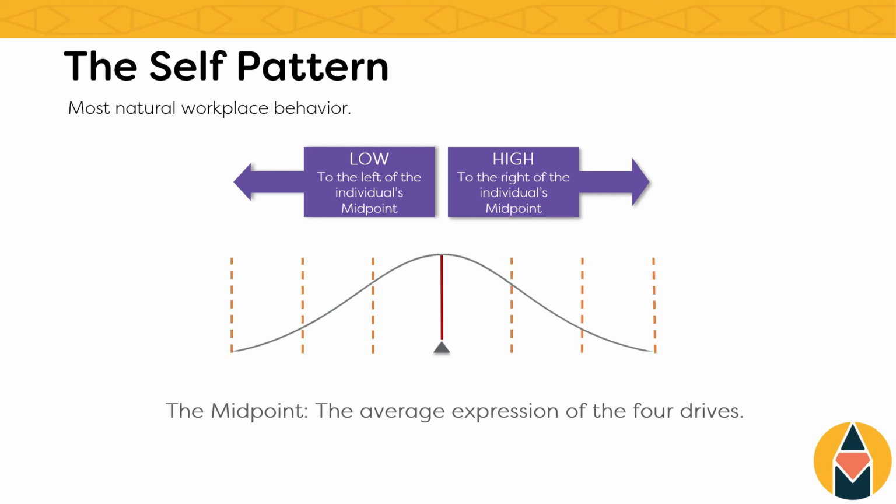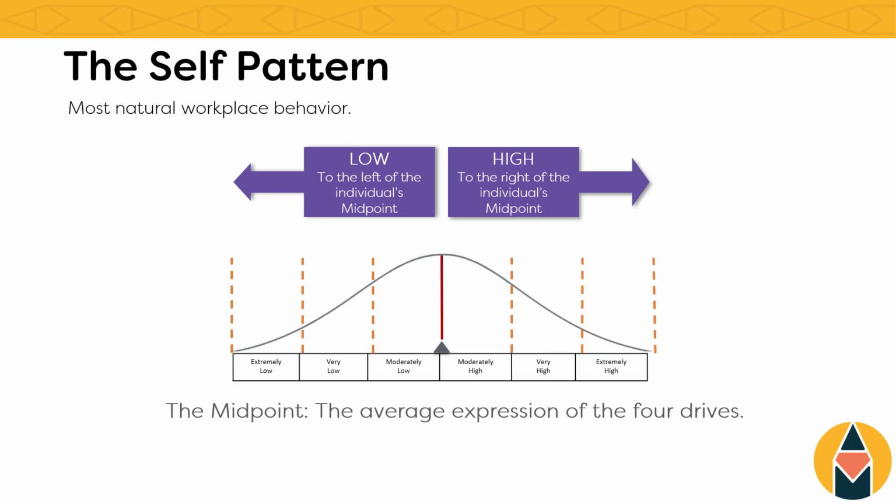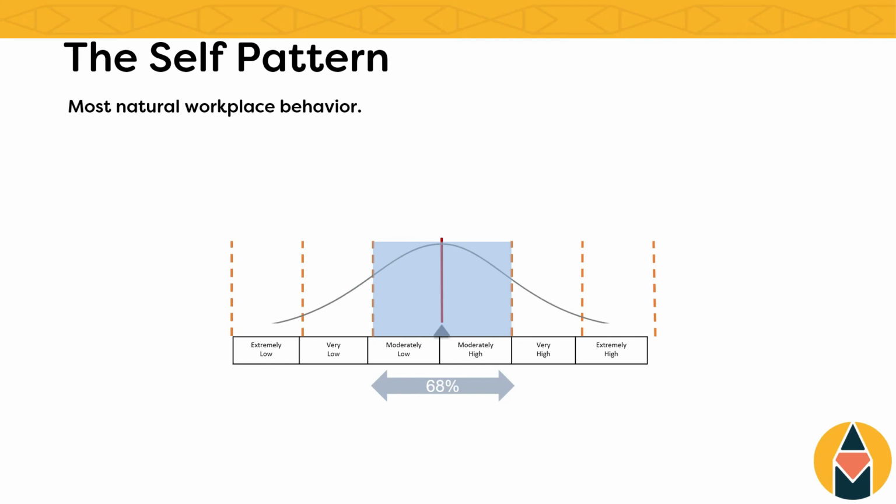We show that on a bell curve using these lines to indicate how spread apart the data is. These are called sigma lines, which is a mathematical term. As you move to the right, you can see that some people are moderately high, very high, or extremely high. And moving to the left, moderately low, very low, and extremely low. So here we have 68% of the people that have scores either on the midpoint, moderately high, or moderately low. That's referred to as one standard deviation or one sigma. Sigma is the statistical term.